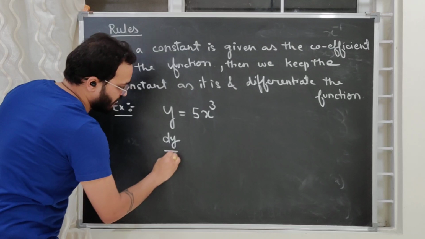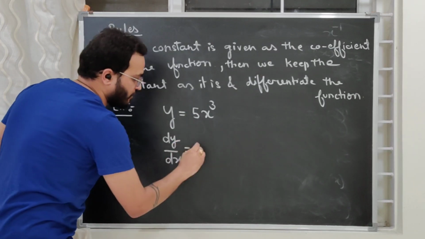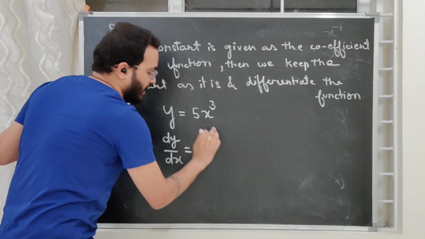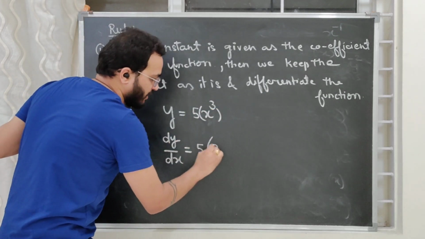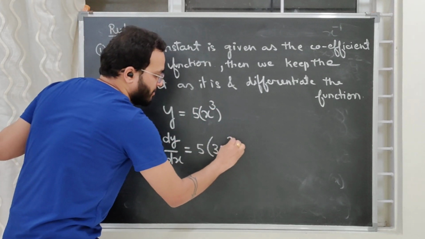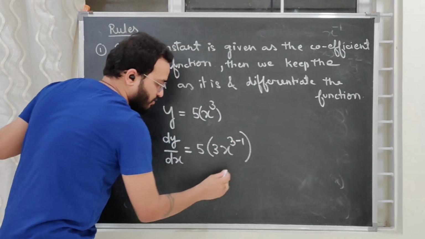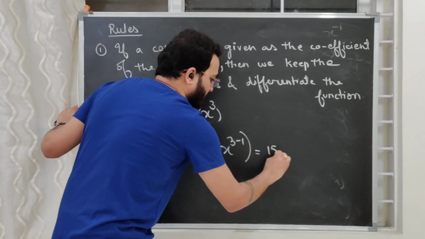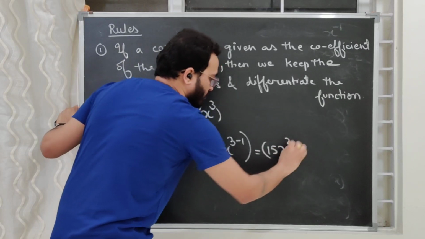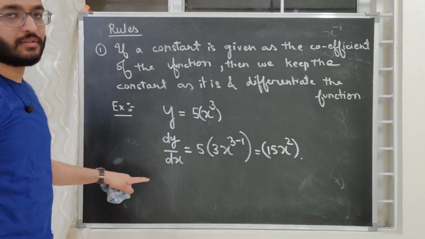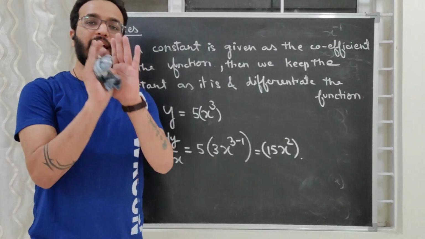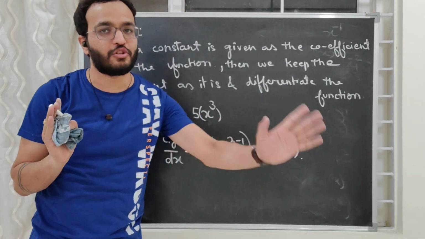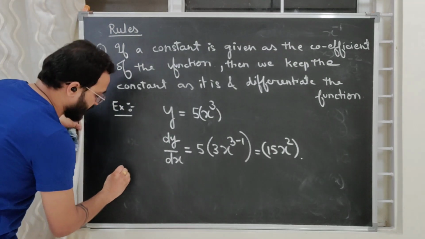That means when I do this dy by dx, I will not touch 5, I will keep it as it is, and then I will differentiate only this x to the power n. So it will be n x to the power n minus 1. So how much will it become? 15x to the power 2. Are you understanding this? So what I did, the constant was there, I kept it as it is and I just differentiated the function. Let's take another example.